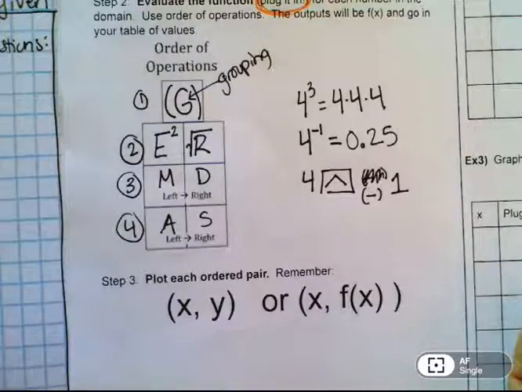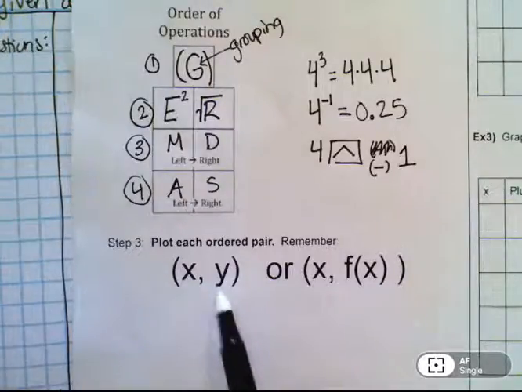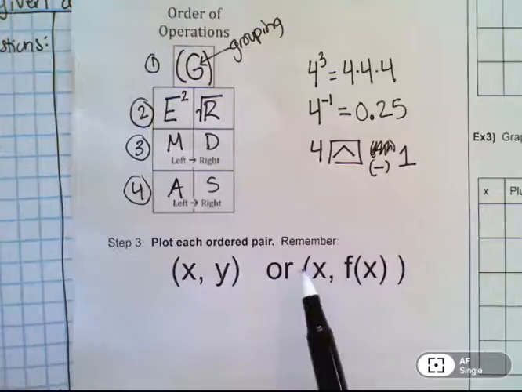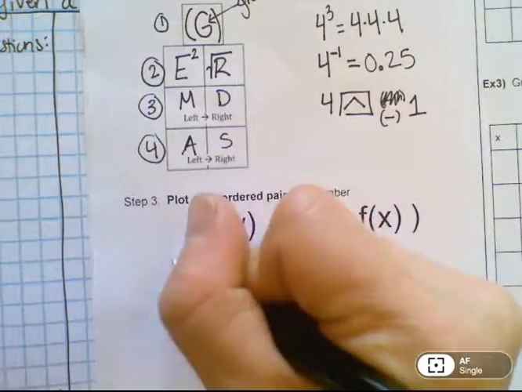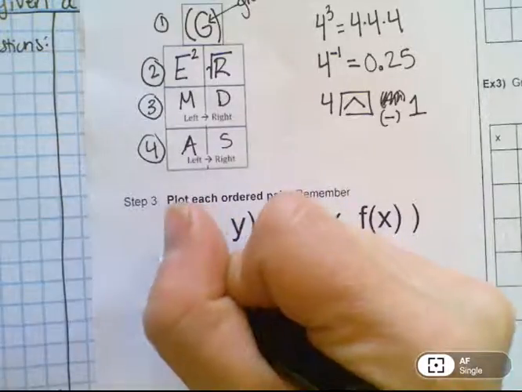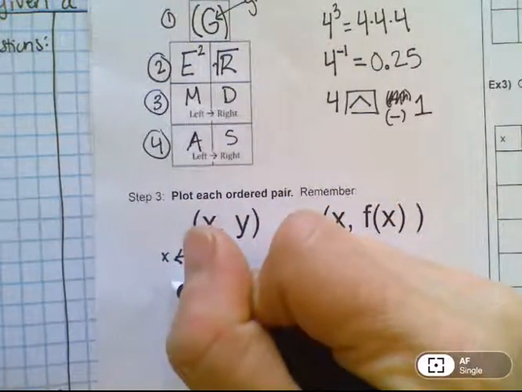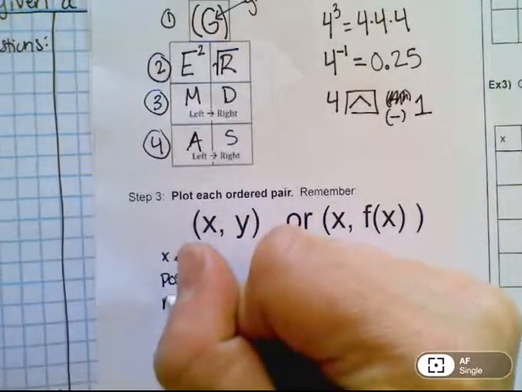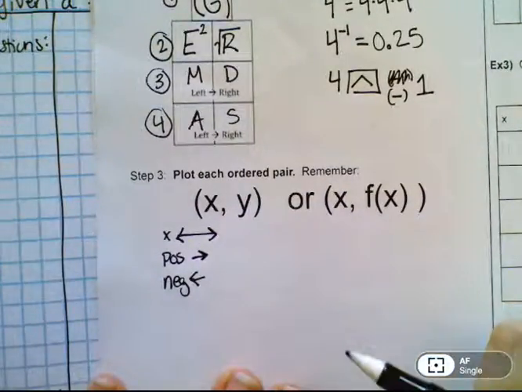Okay, and then the other thing we have to know before we can do this skill is how to plot an ordered pair. So (x, y) is the same as (x, f(x)). We have an input and an output, an input and an output. X is your x-axis, and it tells us left or right. So if x is positive, we go to the right. If x is negative, we go to the left. Okay, starting from the origin.